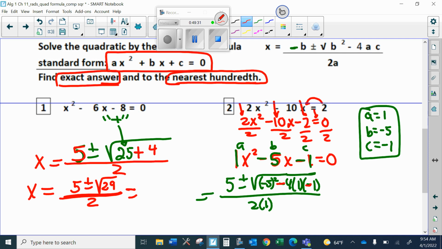All right, notice square root of 29 does not simplify, so these are my 2 exact answers. Then I'd plug the 5 plus square root of 29, hit enter, then divide by 2, and that's 1 decimal to the nearest hundredth. Then do 5 minus square root of 29, hit enter, then divide by 2, and that'll give you your other decimal, round each one to the nearest hundredth, and there's your answers.